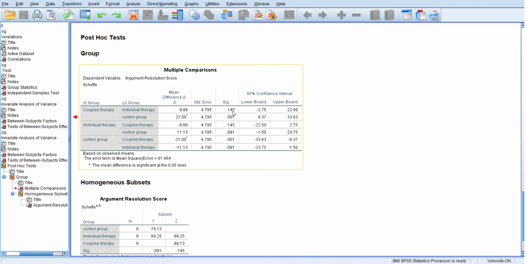And then you would write, there were also not significant differences between the individual therapy group and the control group. And our MDiff for this, we'll come down here and look at that comparison. It's going to be 11.13, comma, and the p-value, which is 0.091. And you're done, guys. That's how you write post hoc results.